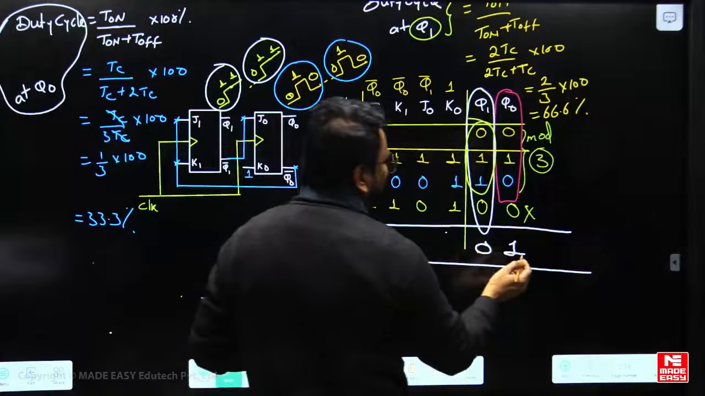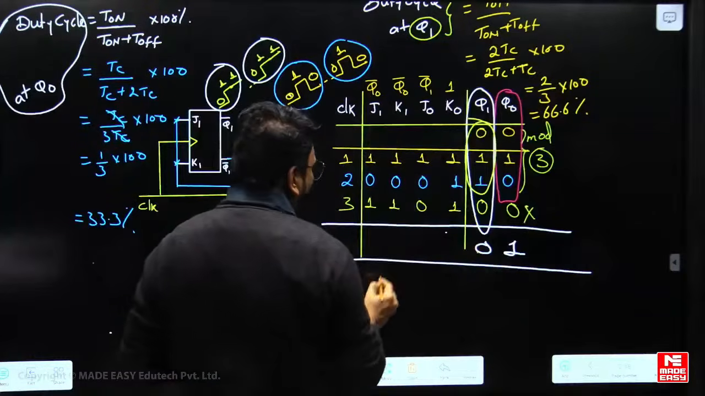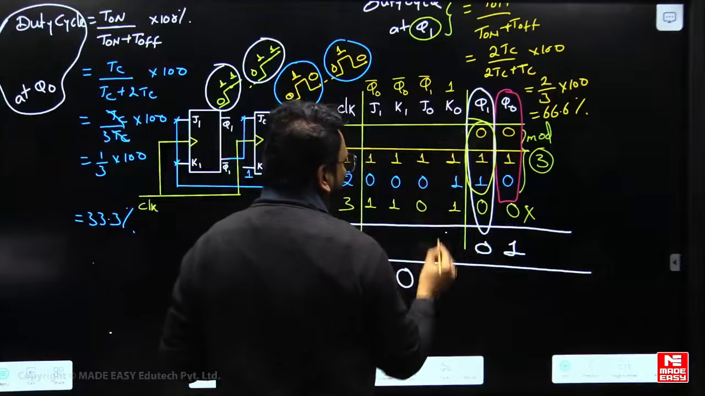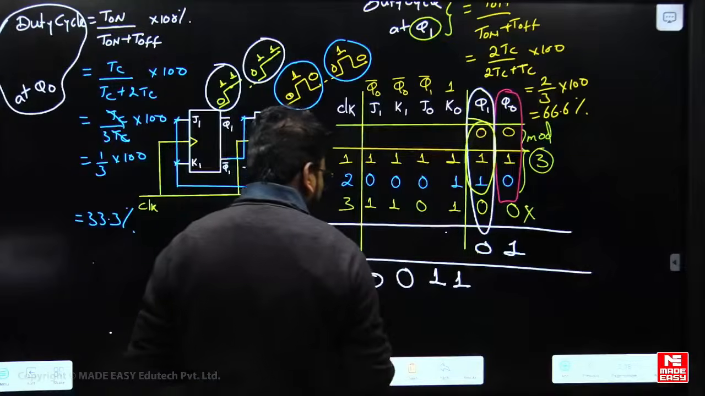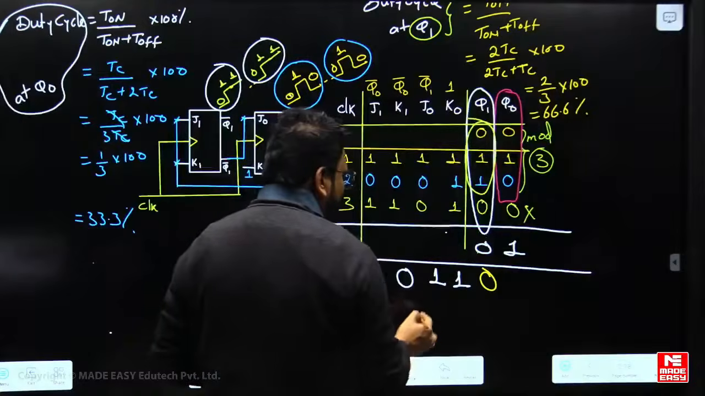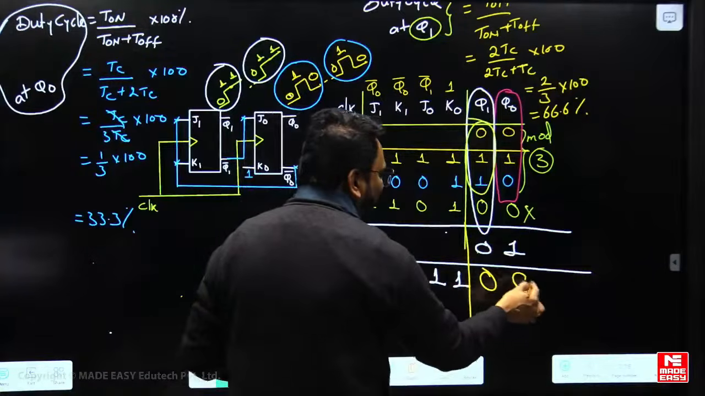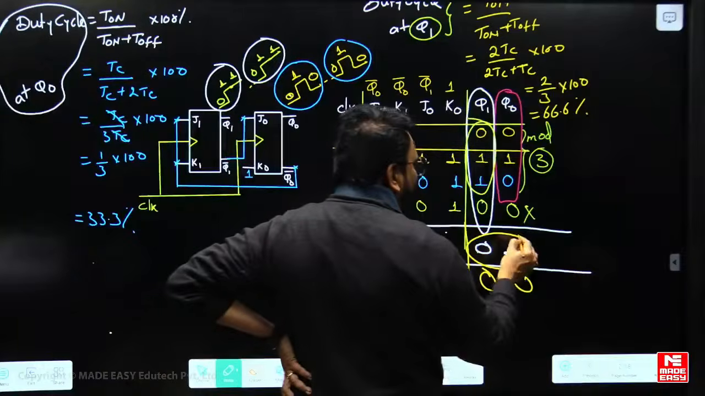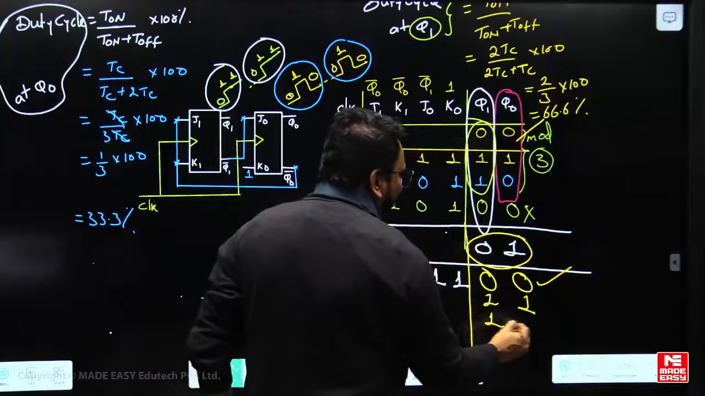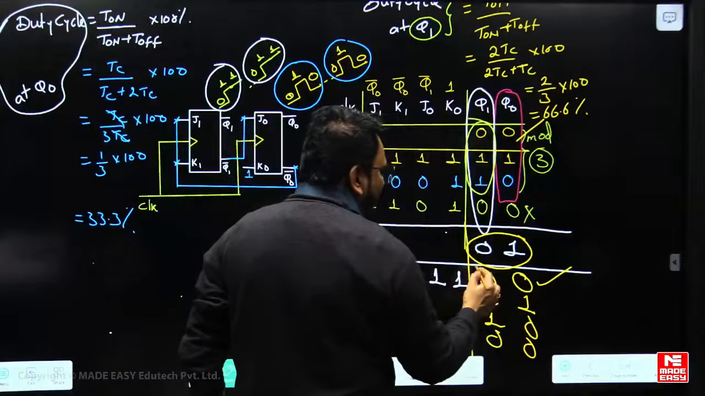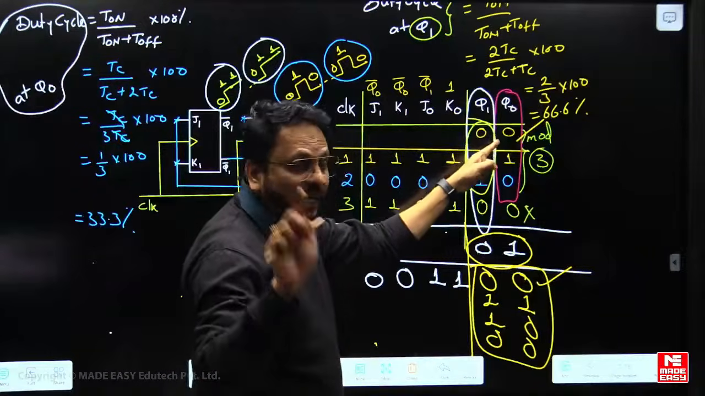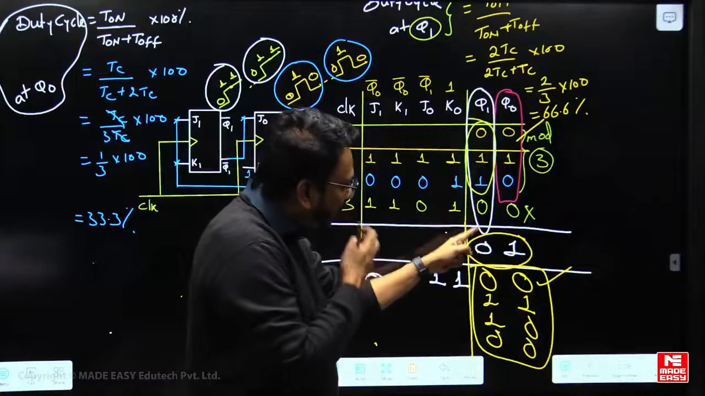So 0, 1. Now that 0, 1 you apply here: Q0 bar, Q1 bar. 0, 0 means what will we get? 0, 0 means no change. So 0 will be 0. 1, 1 means what? Toggle. So 1 will be 0. If you start with 0, 1, we got again 0, 0. 0, 0 means next we will get 1, 1. 1, 1 means next we will get 1, 0. 1, 0 means next 0, 0. Sir, how did you write this so fast? Already we did know. Once you get 0, 0, next will be 1, 1, next will be 1, 0, next will be 0, 0.